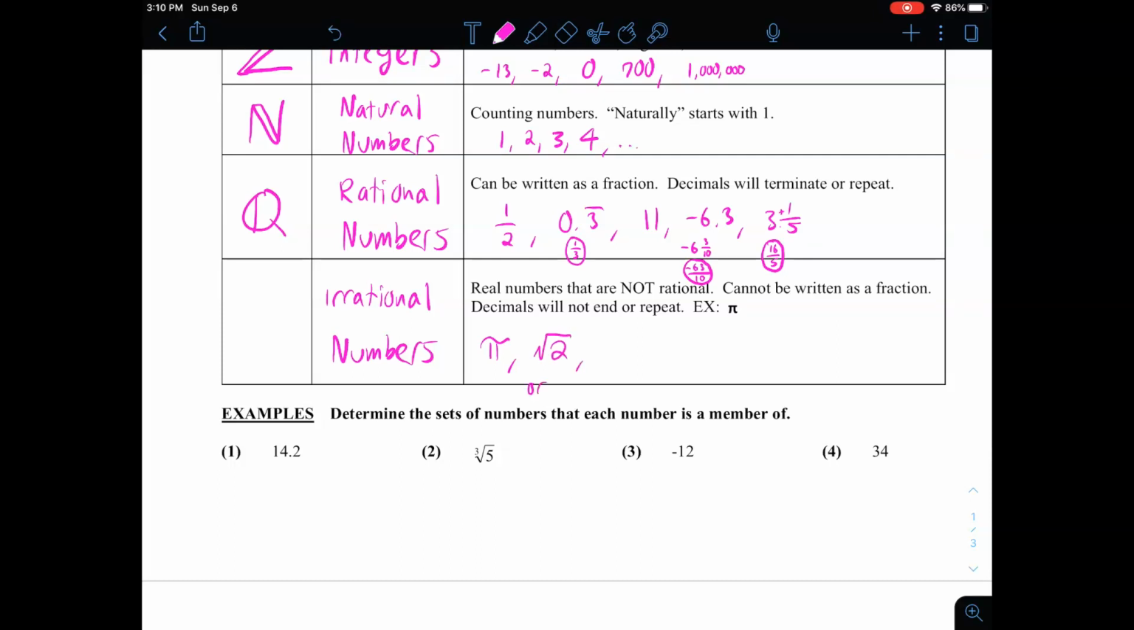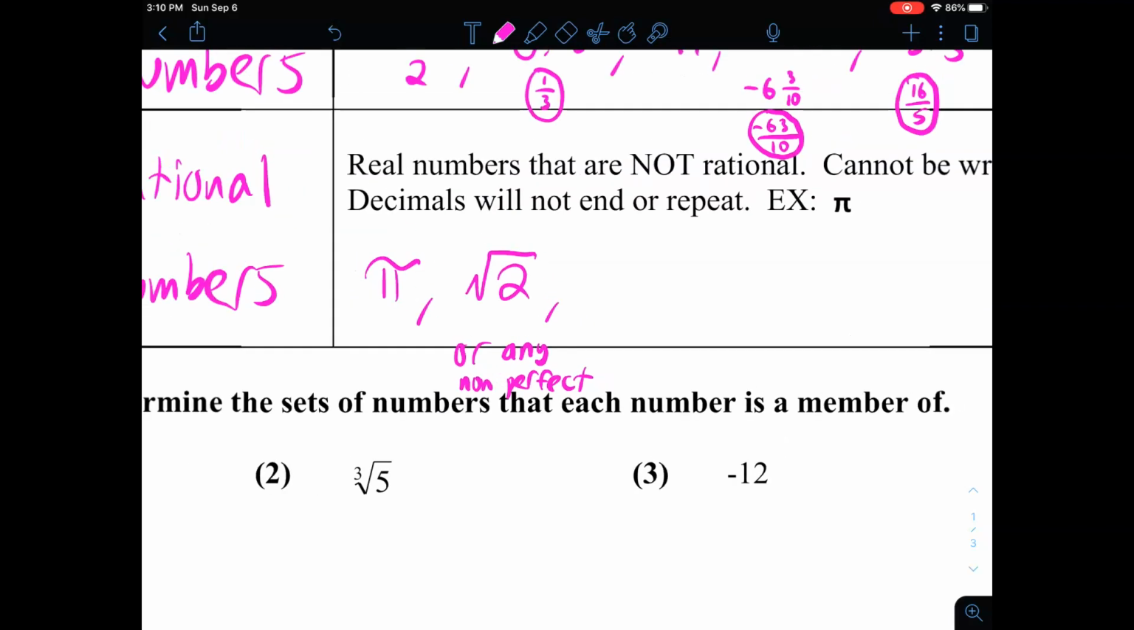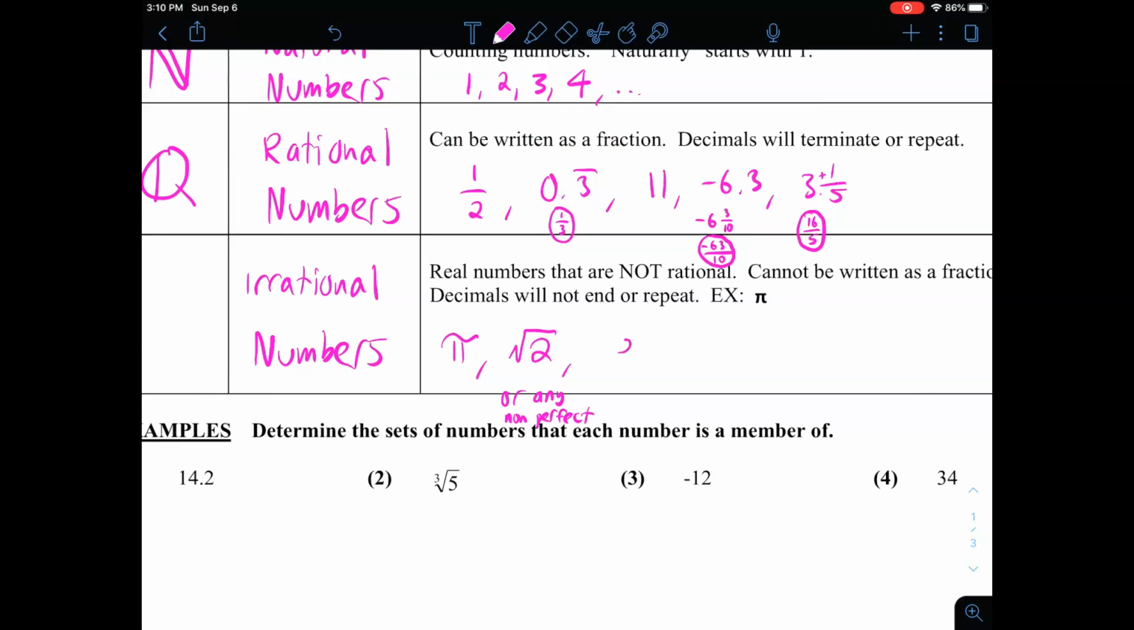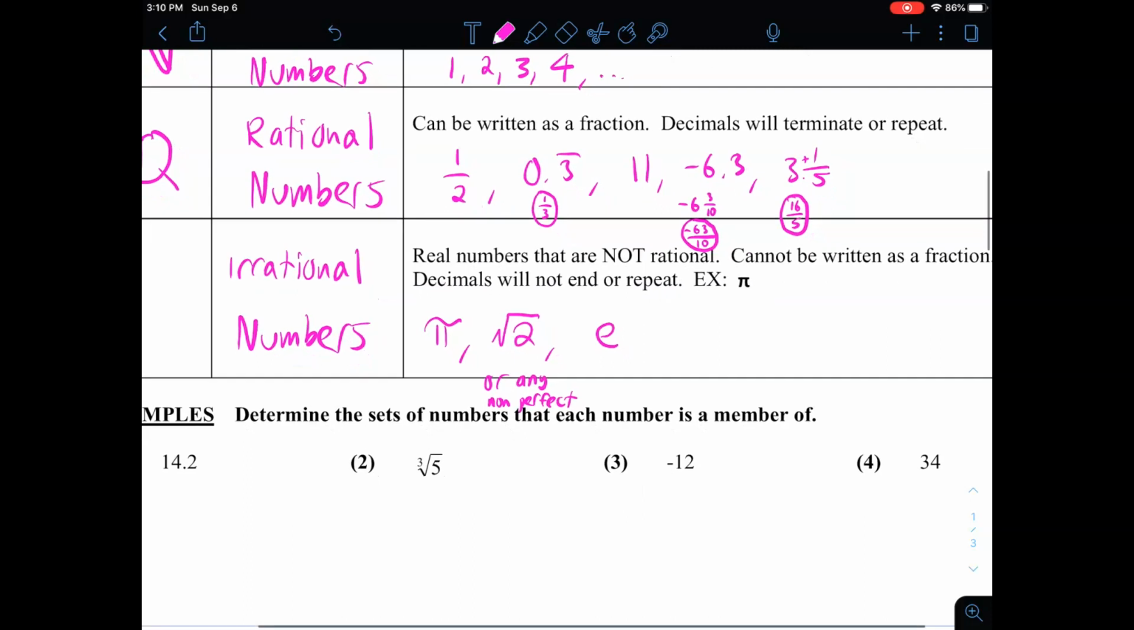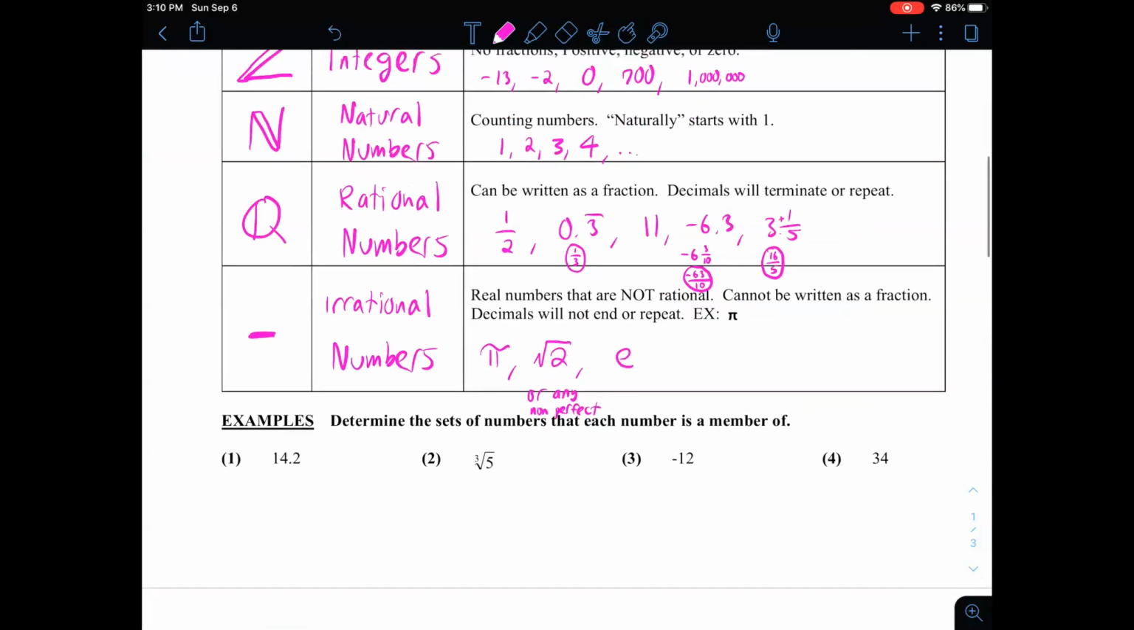I'm going to put "or any non-perfect" square root. Okay. Also e, like we talked about before. e is like 2.71, going on forever, does not repeat. So yeah, those are all examples of irrational numbers. And there is no notation for irrational numbers.